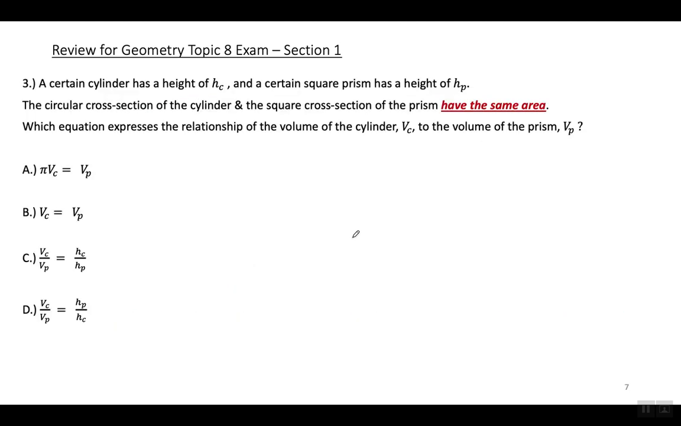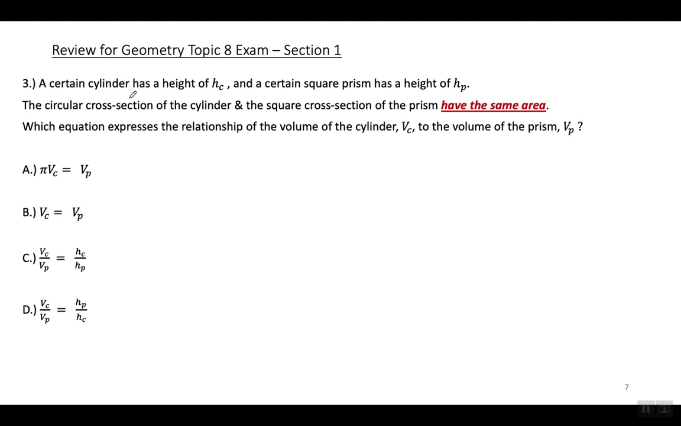Okay, question number 3. This may look complicated at first, but if you read through it, and I'm going to show you a way that we could make up an example, it'll make sense, and it's actually not difficult. It says, a certain cylinder has a height of HC. H stands for height, and the little c stands for cylinder. So that means the height of the cylinder. A certain cylinder has a height of HC, and a certain square prism has a height of HP. Again, H stands for height, and the P stands for prism. That's how you could keep in mind what we're talking about.